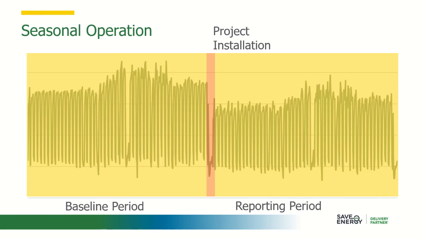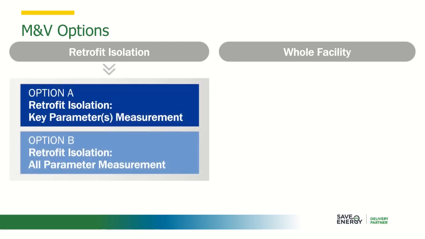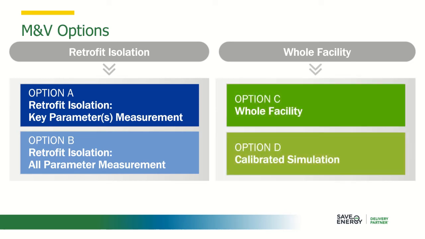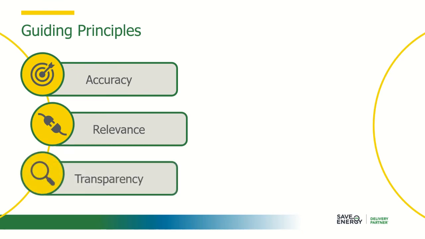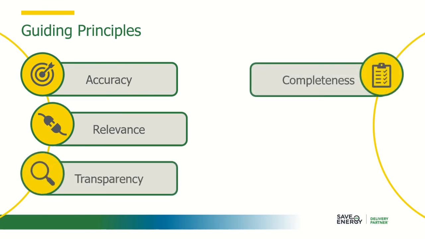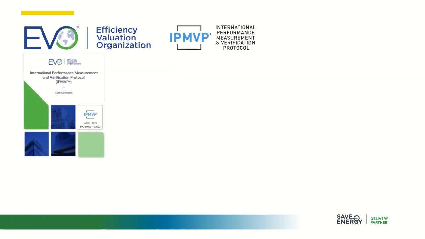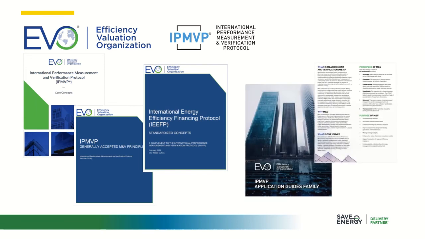Depending on how you set your boundaries and plan to collect data, your M&V plan will fall into one of four options, two of which focus on isolating the project and measuring one or more parameters, and two of which focus on whole building approaches. Whichever approach you take, your M&V efforts should be guided by the 6 principles laid out in the International Protocol for Measurement and Verification, or IPMVP. For more information and guidance on conducting measurement and verification activities, you can refer to the IPMVP or other guidance material developed by the Efficiency Valuation Organization.